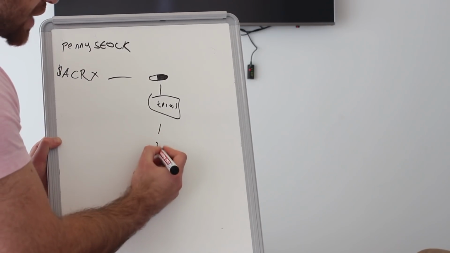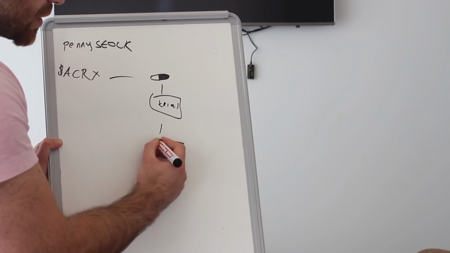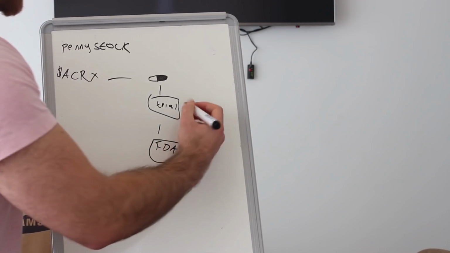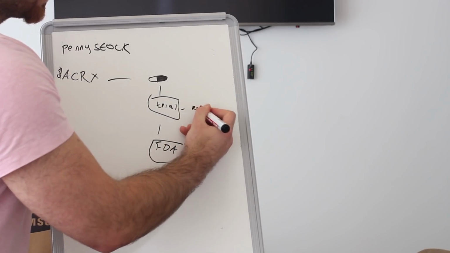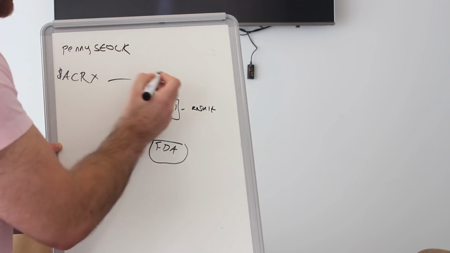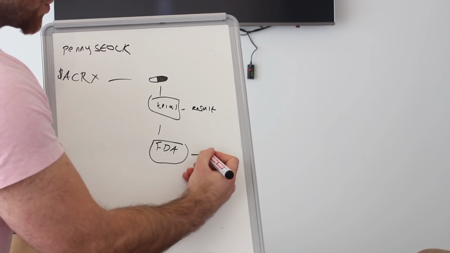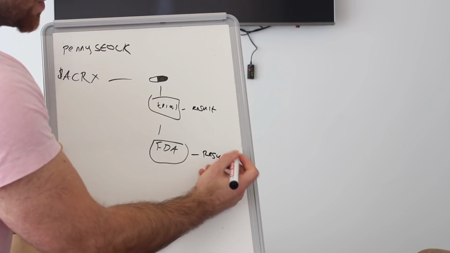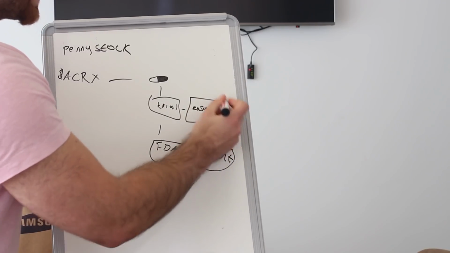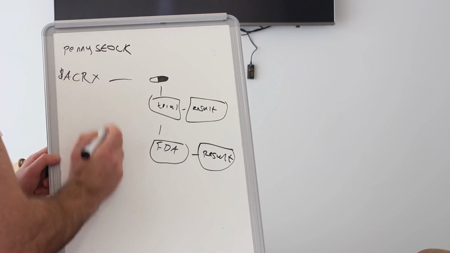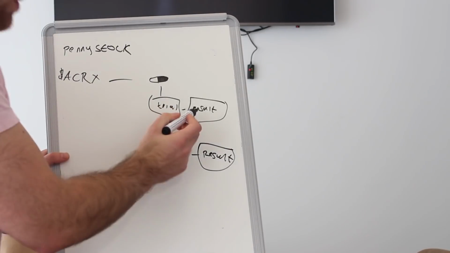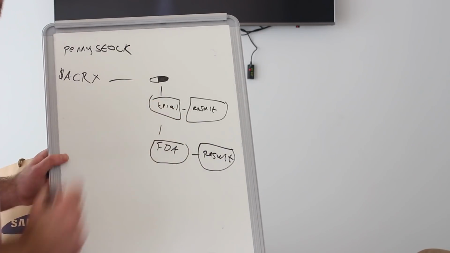After the trial comes FDA approval, right? They have to release results. This company has to release the result of that trial. FDA has to also release the result. Now, here is what will spike the stock either upwards or downwards. The result of the trial, the result of the FDA, i.e.